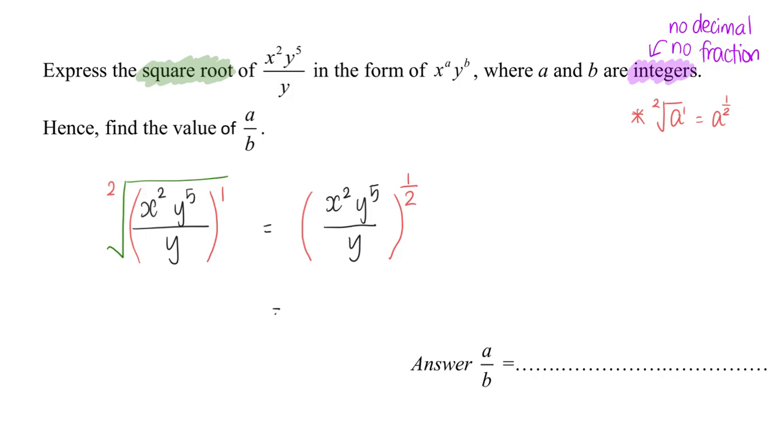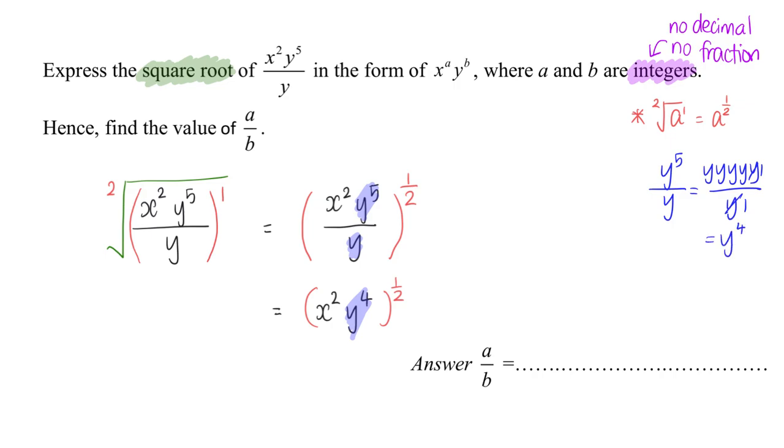Next, I will want to simplify the terms inside the bracket. And you will see that it becomes x power 2, y power 4. This is still to the power of half. What happened to y power 5 and y? Why does it become y power 4? Well, at the side, this simply means that we are going to divide by y, and since there is y power 5 on top, I just need to divide off and I will get y power 4. This is the easiest way to look at this.